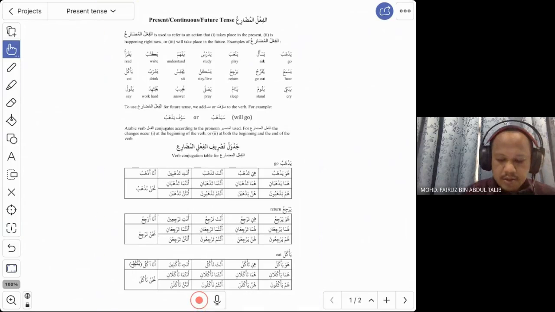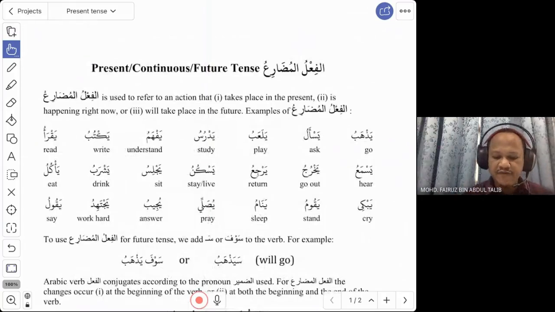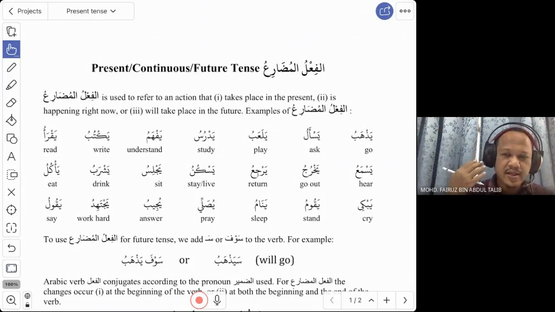Okay, so this is a continuation of the previous lesson. In the previous grammar lesson, we talked about the past tense, al-fi'lu al-madi. Something that has taken place in the past, you call it al-fi'lu al-madi. We have also seen the changes. So zahaba, for example, we say huwa zahaba, huma zahaba, hum zahabu.